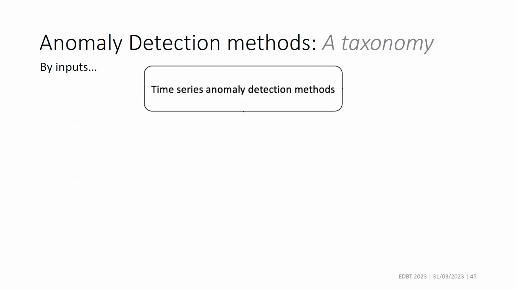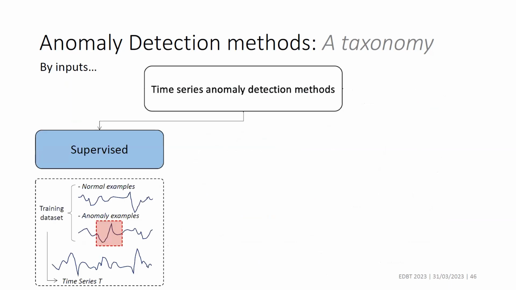Let's classify the methods based first on the input they take. A first thing that you need to know is that some methods are supervised. Supervised means that they need examples of anomalous or normal subsequences to then compute an anomaly score. So they will train to basically classify the anomaly from the normal behavior. This is a specific type, closer to classification than anomaly detection, but it can still be used for anomaly detection. So some methods are supervised.